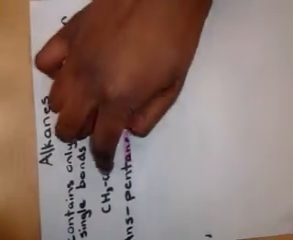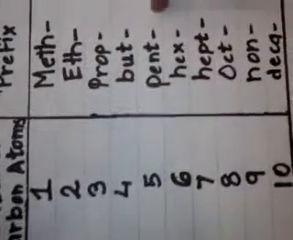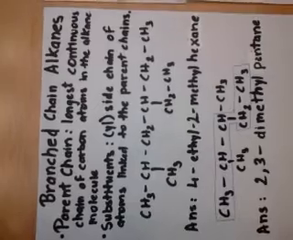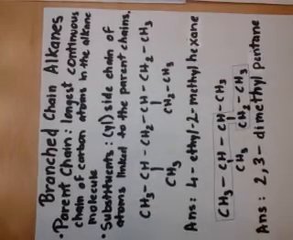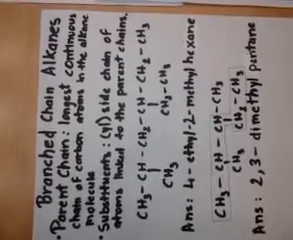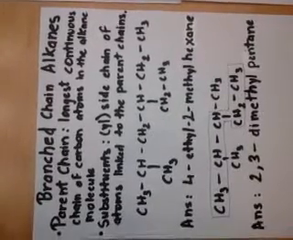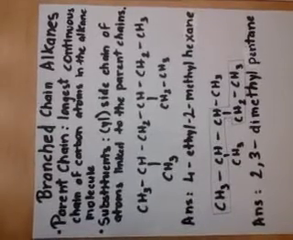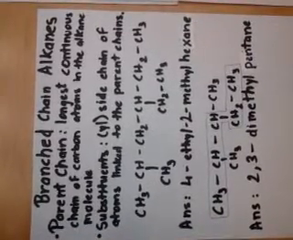In this example, there's 1, 2, 3, 4, 5 carbon atoms, so you use the prefix pent and add the ending -ane to complete the word pentane. Branched chain alkanes. You have to know what parent chain and substituents are. Parent chain is the longest continuous chain of carbon atoms in the alkane molecule. Substituents are side chains of atoms linked to the parent chain, and the ending of substituents is -yl.